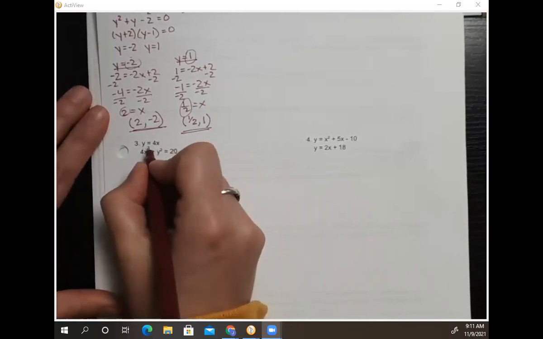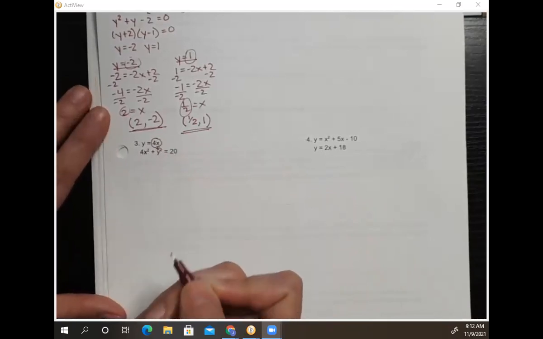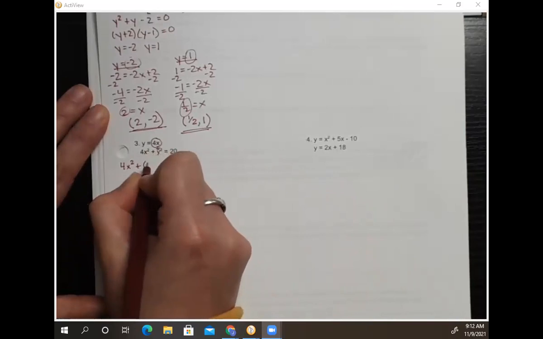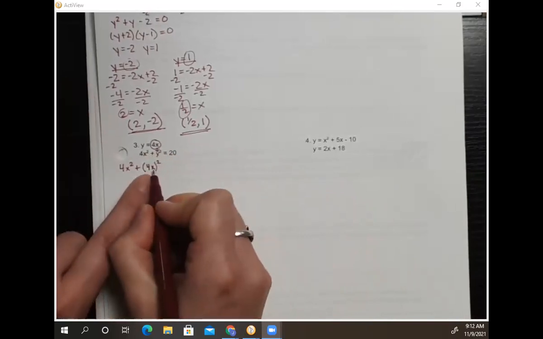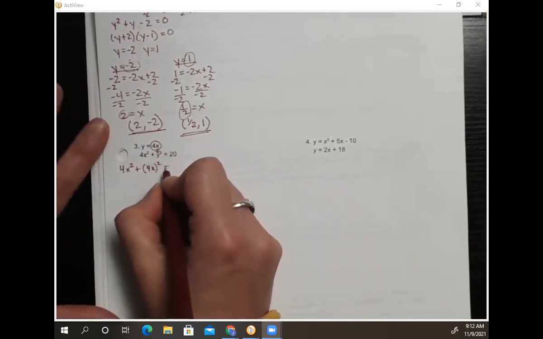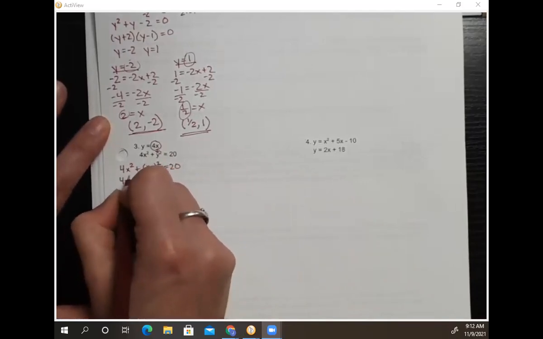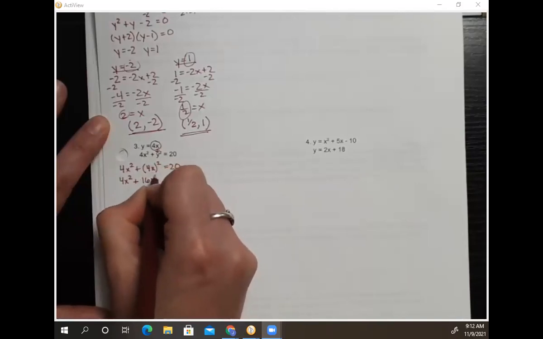Since I already have y by itself, I can go ahead and plug this in for y in my second equation. So I have 4x squared plus, in parentheses, 4x squared. I don't just tack the square onto the x. I need to square this whole thing. And then equals 20. So this would give me 4x squared plus 4 squared is 16, and then x squared is x squared.